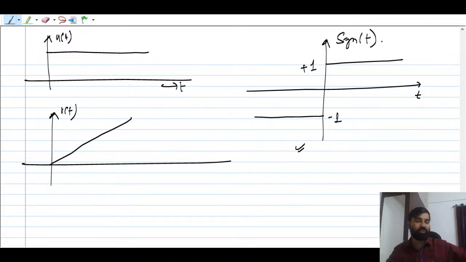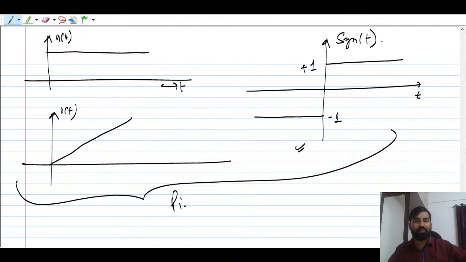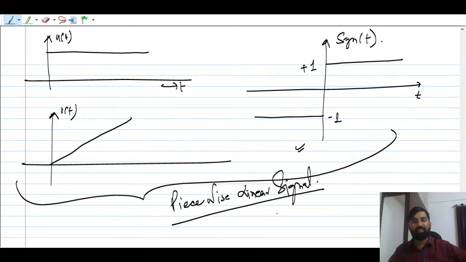You can say unit step u of t, unit ramp, and the signum function. And these are what? These are piecewise linear signals. We call them piecewise linear signals. It is very, very important to remember, these are piecewise linear, understood? This is very important to keep in mind.